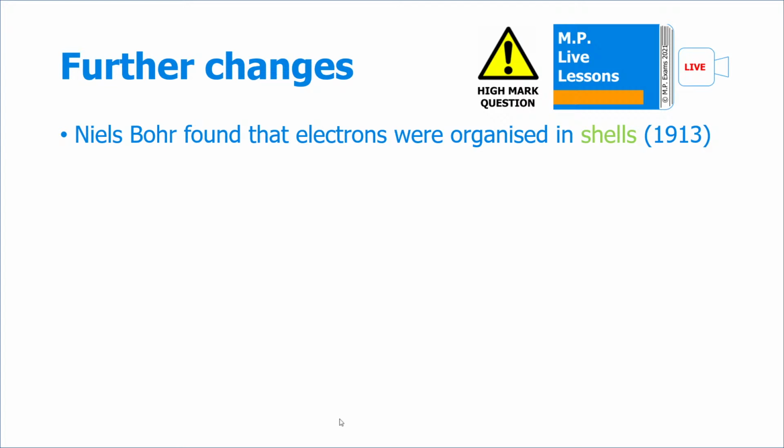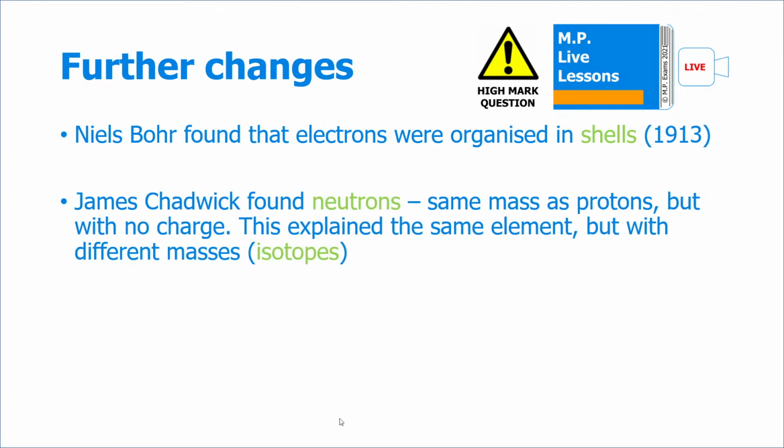So Niels Bohr found that electrons were organized in shells. This was through a bit of maths or calculations, which you don't need to know as well. And James Chadwick found the existence of neutrons.